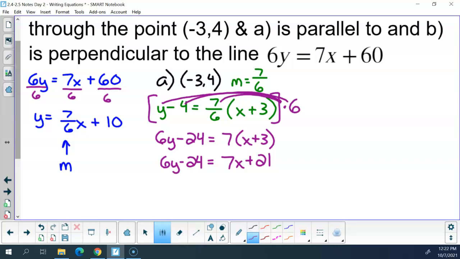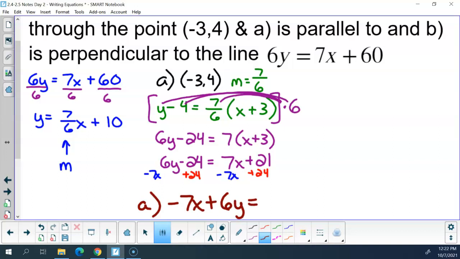Okay, now you just get x and y on the same side. So I'm going to have to subtract 7x, right? And then we add 24, and we're going to add 24. So that gives me my answer for part A: negative 7x plus 6y equals 45.